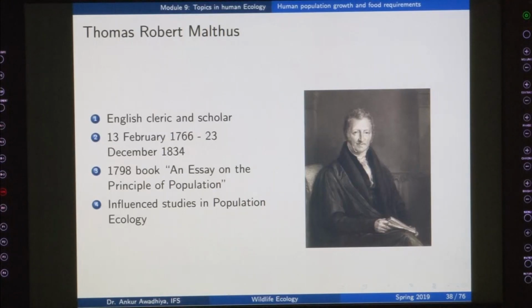So, if you remember, he was an English cleric and scholar who lived between 13th February 1766 and 23rd December 1834, and in 1798 he wrote a book, An Essay on the Principle of Population, and this book has had a very deep impact on the study of population ecology. So, what did he write in this book?